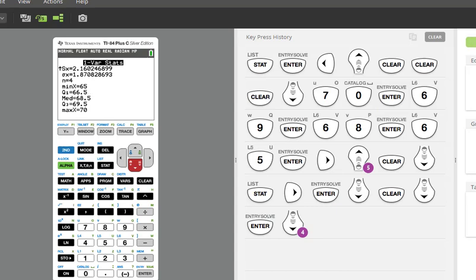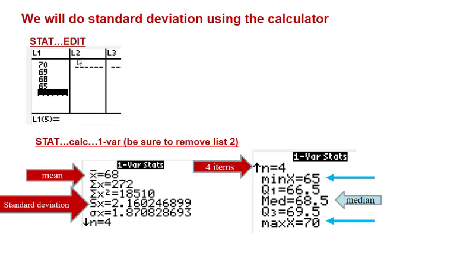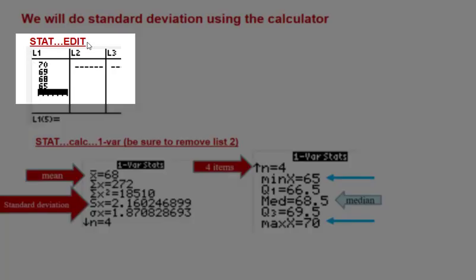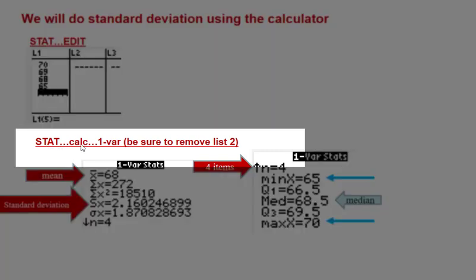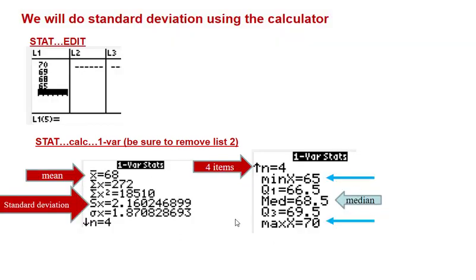Let's get back to our PowerPoint. So what we did, we went to Stat and Edit. We entered these 4 data items. We had to make sure we cleared out list 2. And then we went to Stat, Calc, one variable. We made sure we removed list 2. And this was the information you got.